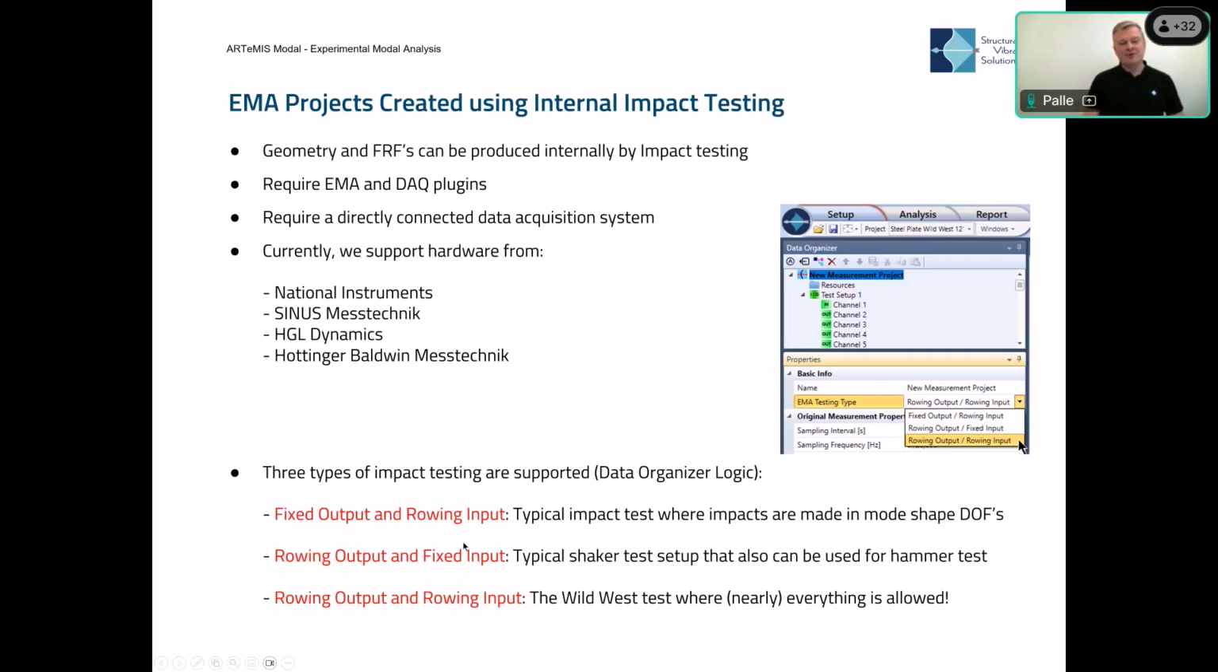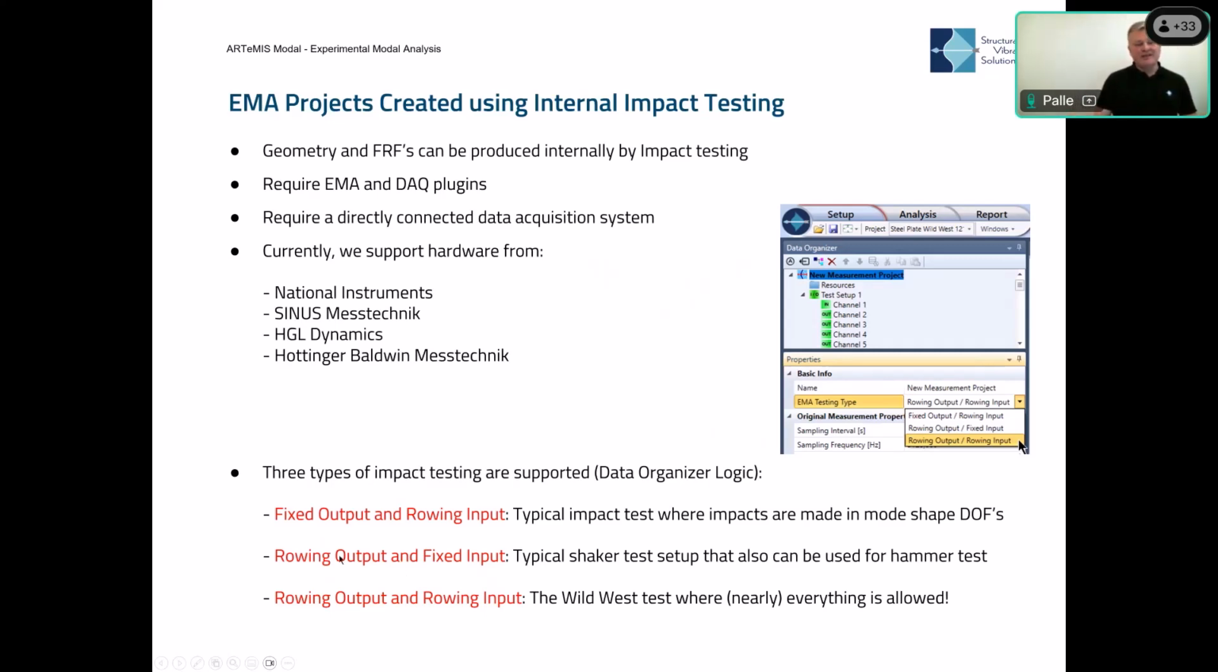There is another one, where you roll around with your output and excite in a fixed position. That can also be done with the impact test, so you just excite the same place, and you move around with your accelerometers from one location to another, using those locations to get the mode shapes out. This is also the one you will use if you do shaker testing, for example. You will fix your shaker somewhere, and then you will probably move around with your accelerometers if you don't have enough to put in all the locations where you would like to know the mode shape.